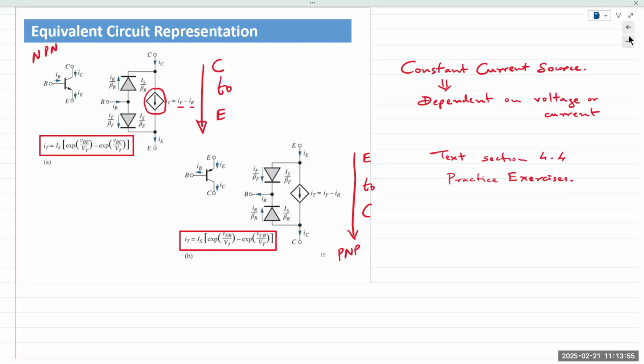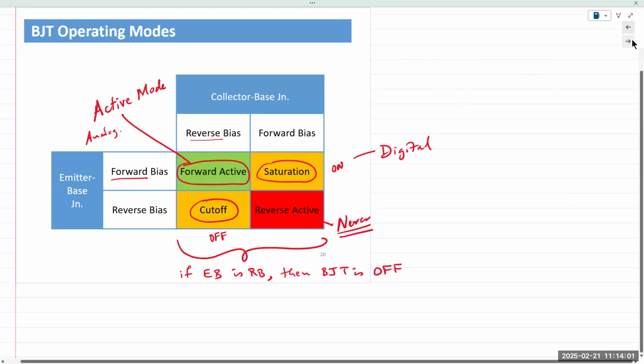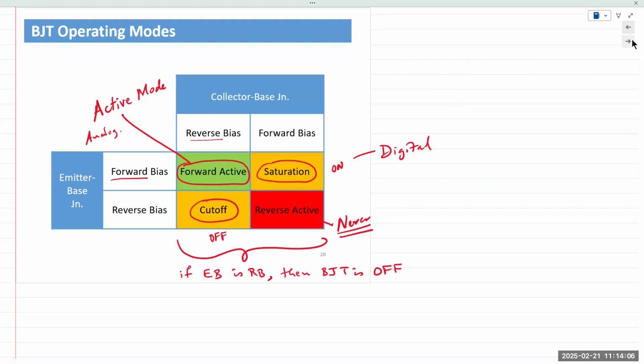Okay, then I believe you already looked at this slide, which is the different operating modes of a BJT, right? We have the forward active mode, simply referred to as active mode, and then you have saturation and cutoff, and then the reverse active, where we reverse bias both junctions, meaning there is no activity going on in the BJT.